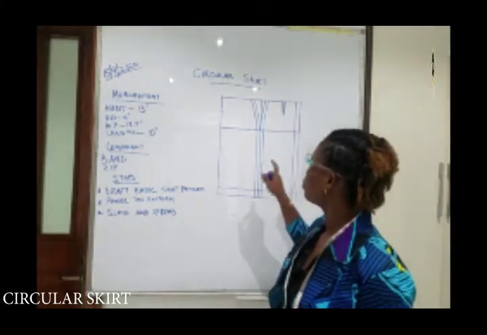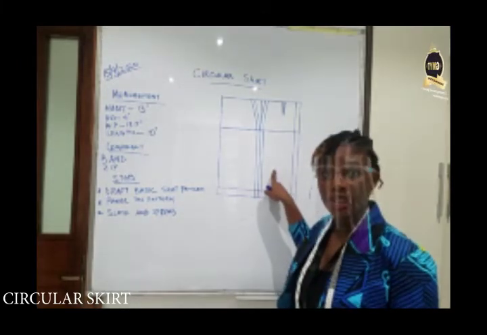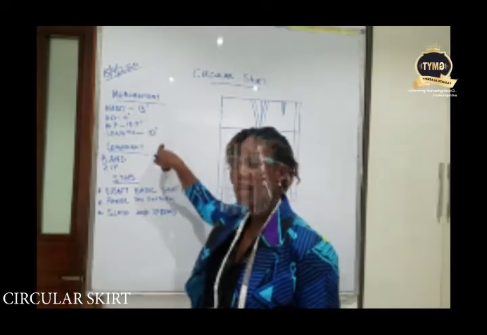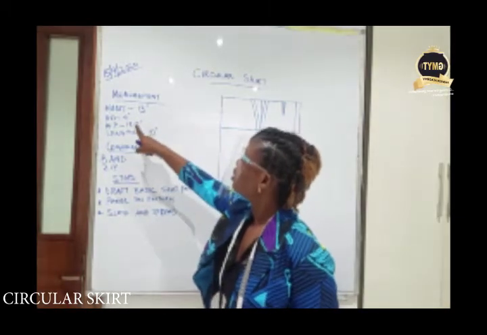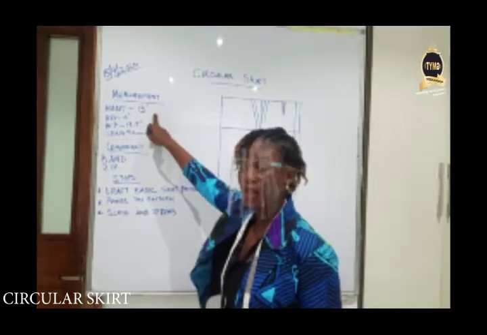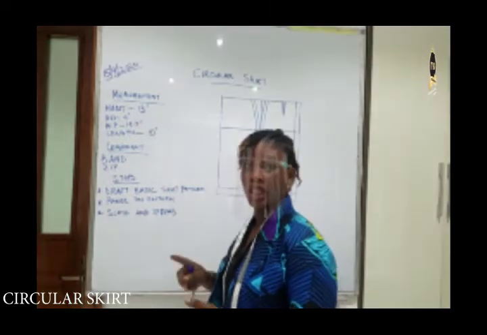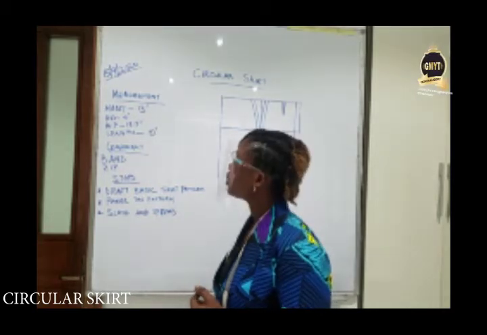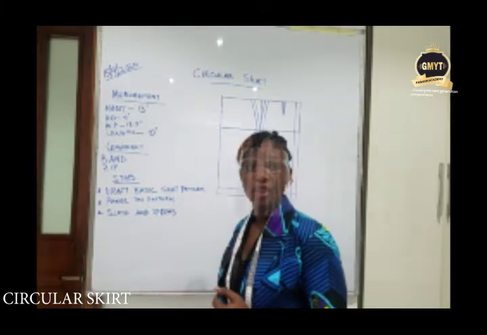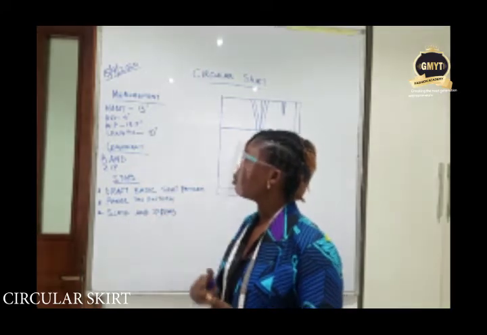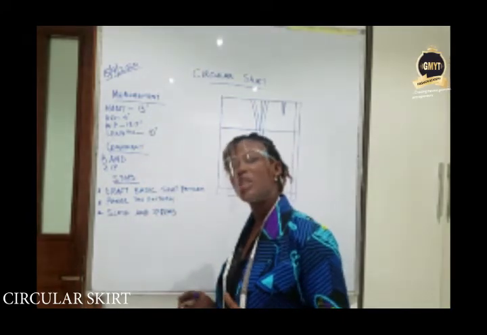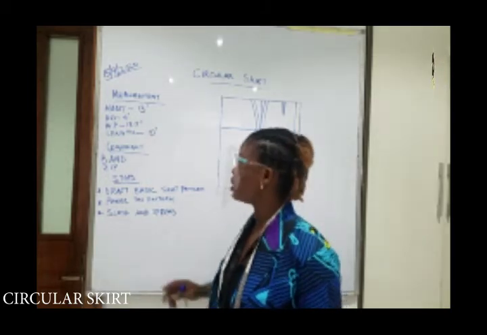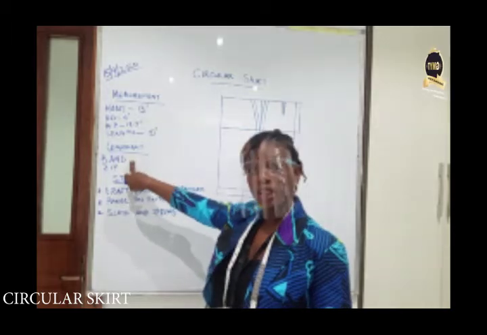So coming to my pattern right here, these are the measurements needed to achieve your circular skirt. You need your waist measurement, your hip depth, the hip circumference, and the length of the skirt. That's what you need in drafting your pattern. These are the components that we need to see by the time you are done with the circular skirt project, at least your band and the zip.